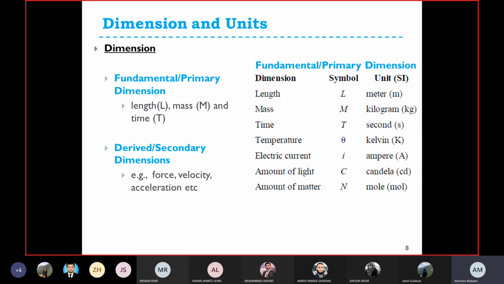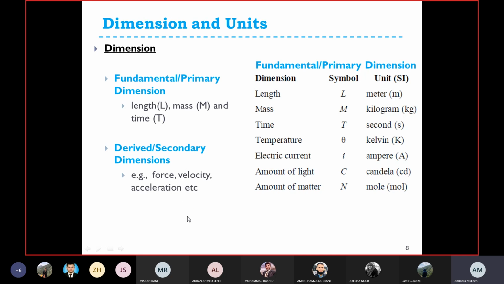So you already know that there are fundamental dimensions and there are derived dimensions. Derived dimensions are derived from the fundamental dimensions, and some of the fundamental dimensions are as flashed. These are the fundamental dimensions, and we shall be using the first four fundamental dimensions in our course. Then there are some derived dimensions.